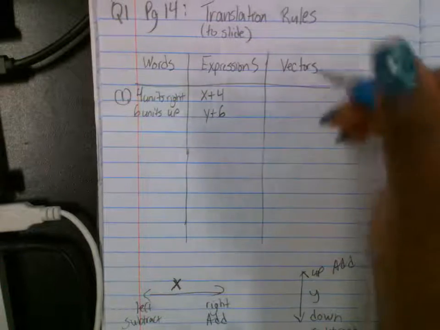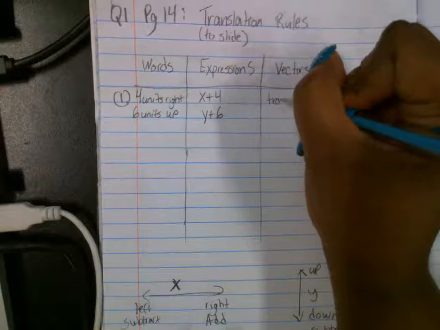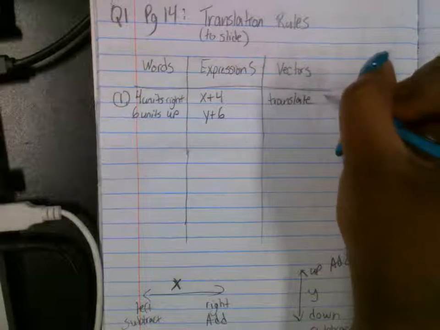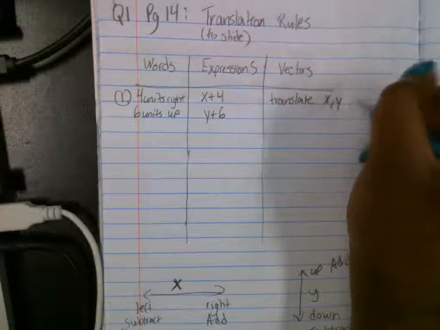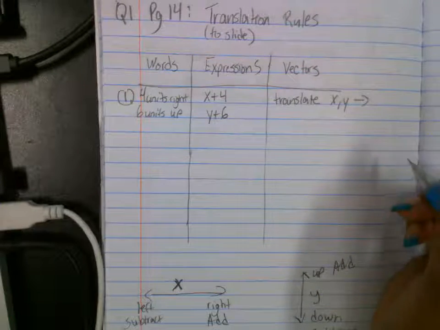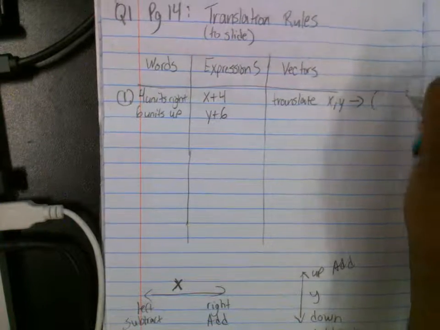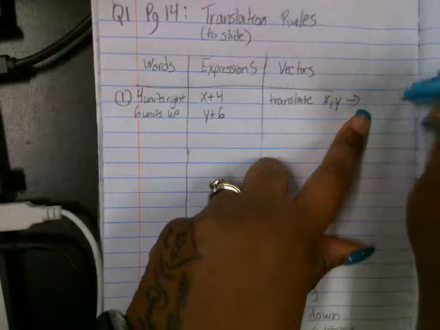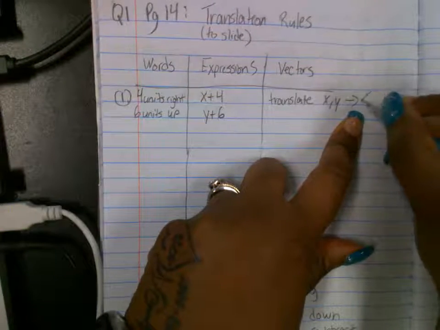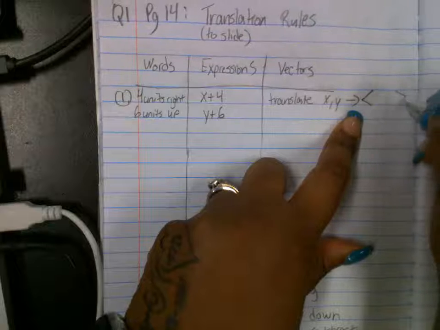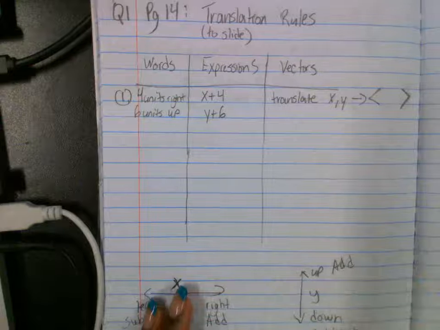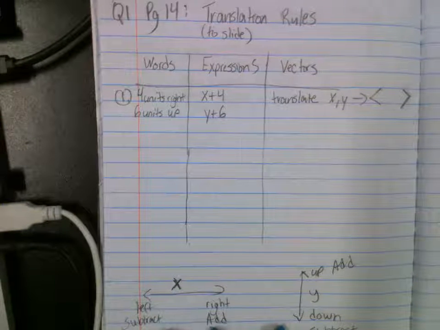How would I write this as a vector? Remember, a lot of times they'll say translate, and they'll say X comma Y, and they'll use an arrow, and then they'll put it in an ordered pair. Or sometimes, instead of using the ordered pair, they use a bracket that looks like this. So you might see an ordered pair, you might see a bracket. You could see either one.